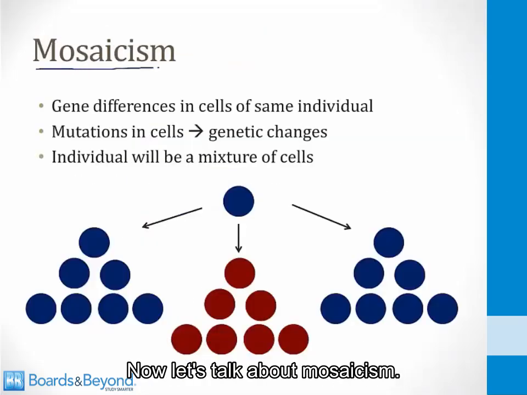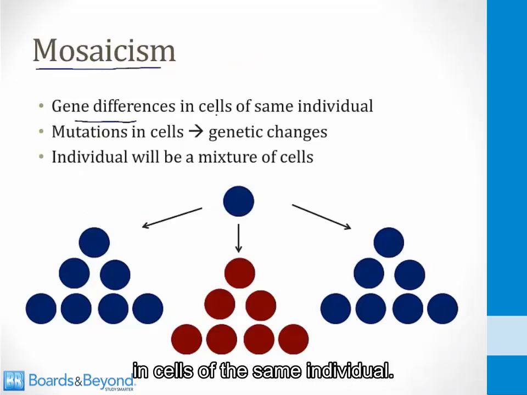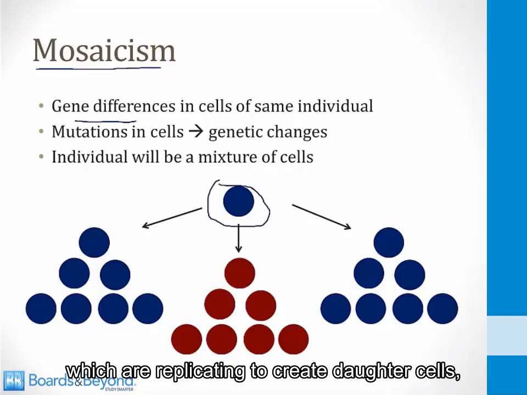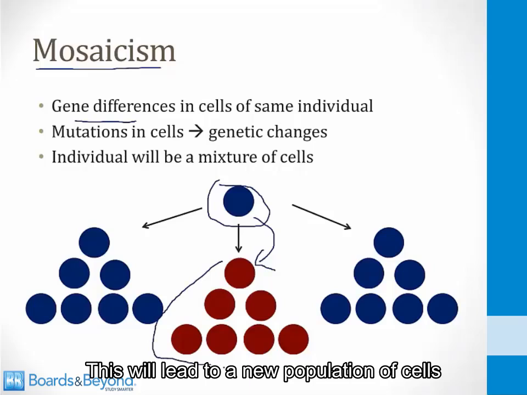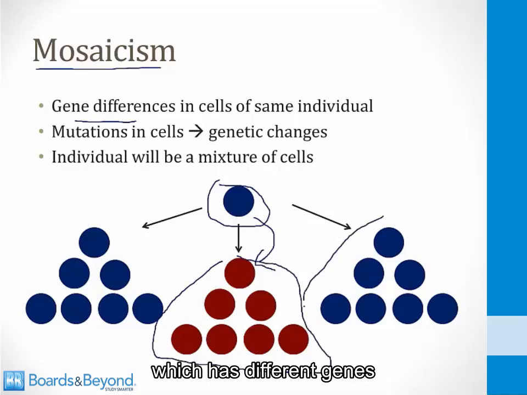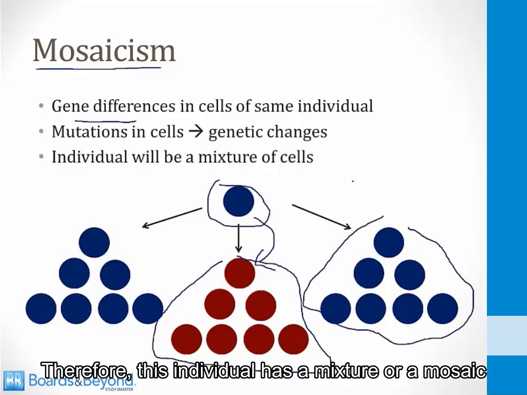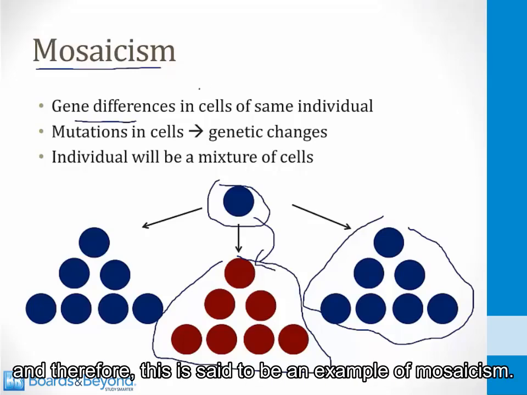Now let's talk about mosaicism. This is a genetic term that refers to gene differences in cells of the same individual. So let's imagine that we have a whole bunch of blue cells which are replicating to create daughter cells, and one of them develops a mutation during the course of mitosis. This will lead to a new population of cells which has different genes compared to the other cells in that same individual. Therefore, this individual has a mixture or a mosaic of different genetic makeup, and therefore this is said to be an example of mosaicism.